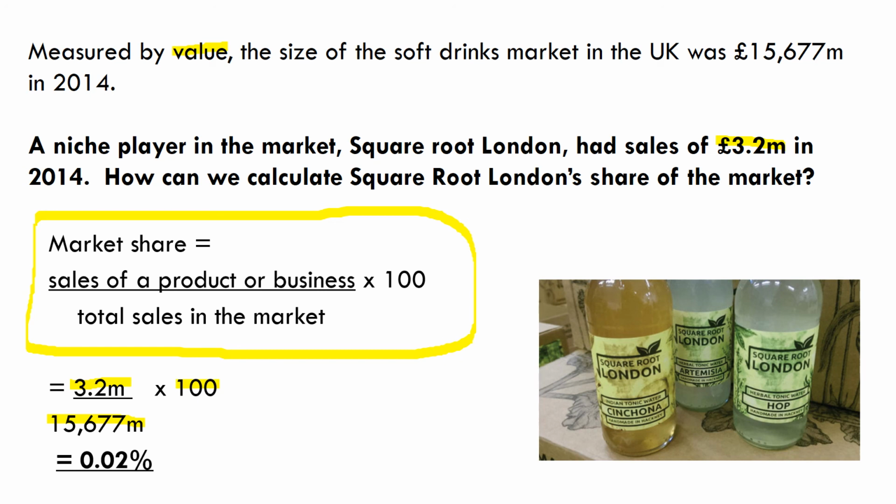What we can conclude here is that Square Root London have 0.02% of the market. That's their share. They have 0.02% of all the sales of soft drinks.